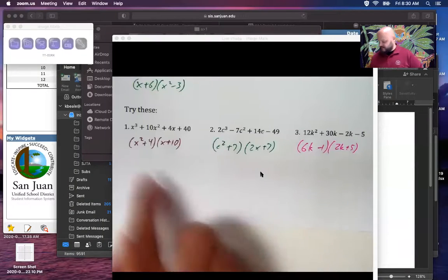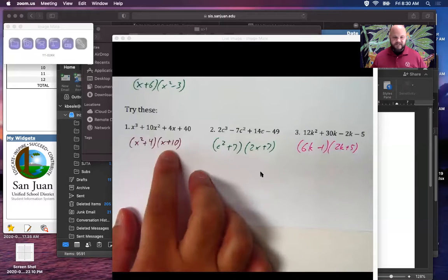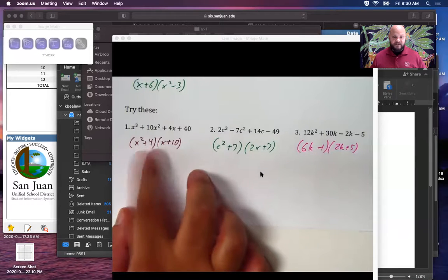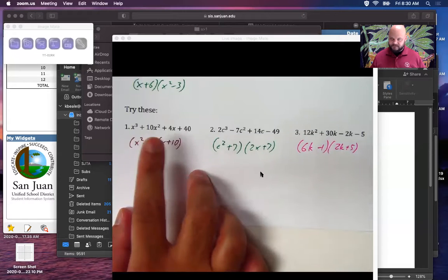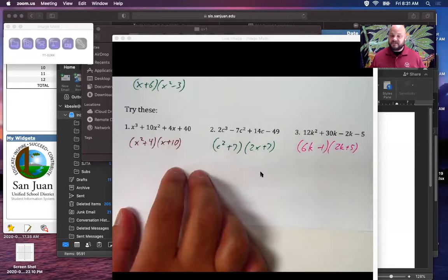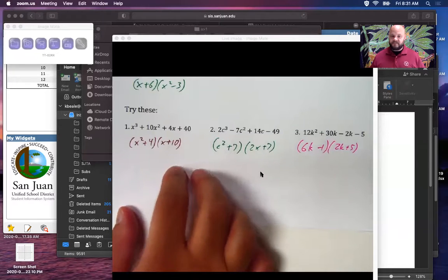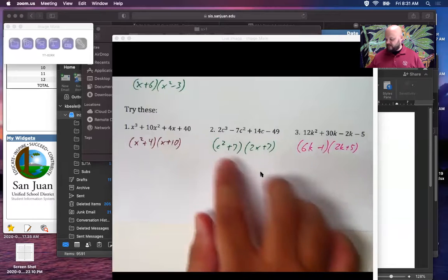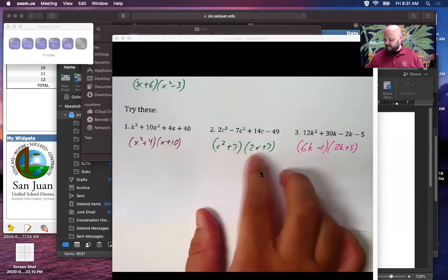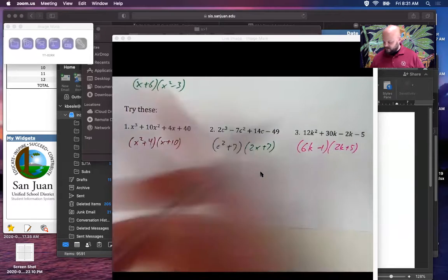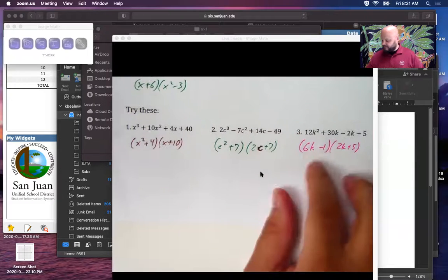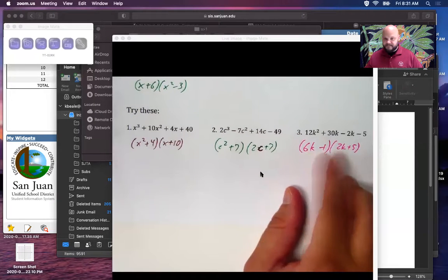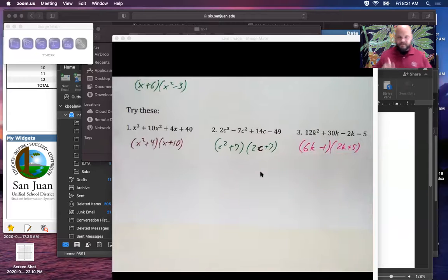Let's take a look. Alrighty, guys, you've got x squared plus 4 times x plus 10. Now you may have this written the other way around. Same thing. X plus 10 times x squared plus 4. Multiplication is commutative, so it doesn't matter what order it's in for these two factors. I've got c squared plus 7 times 2c. That's very interesting. That should definitely be 2c plus 7. And finally, 6k minus 1 times 2k plus 5. There you go.